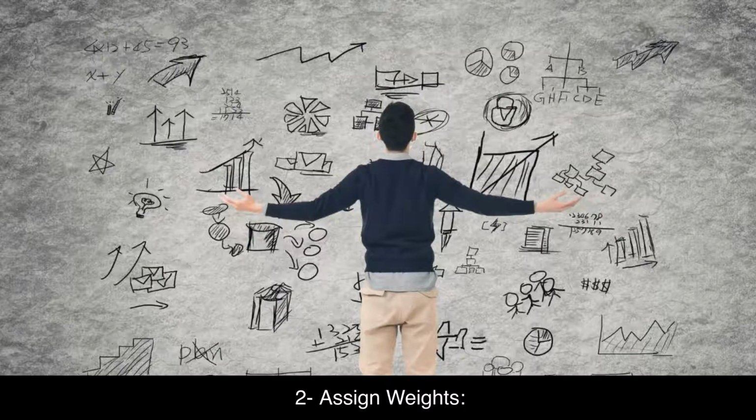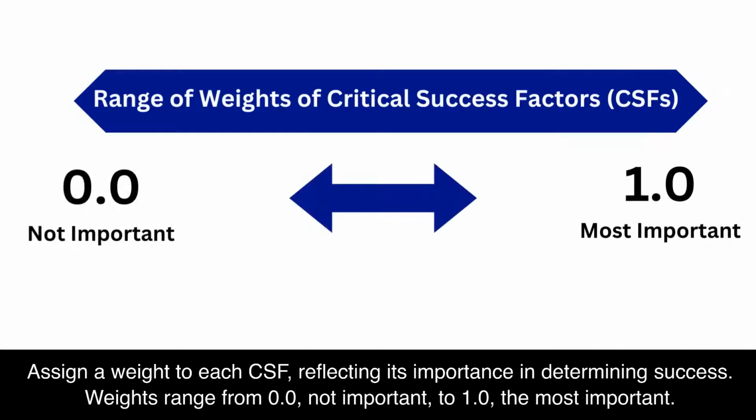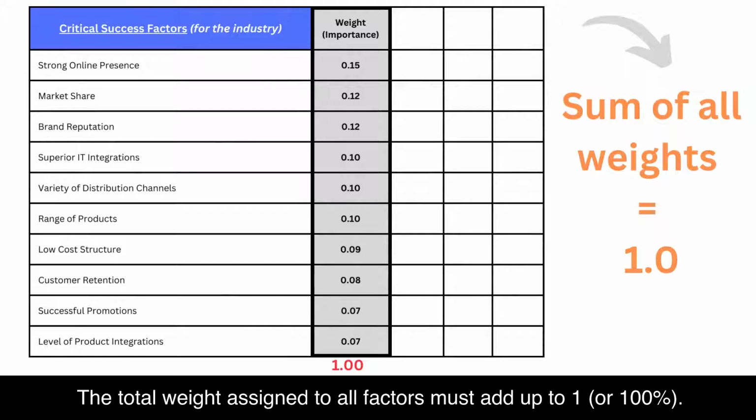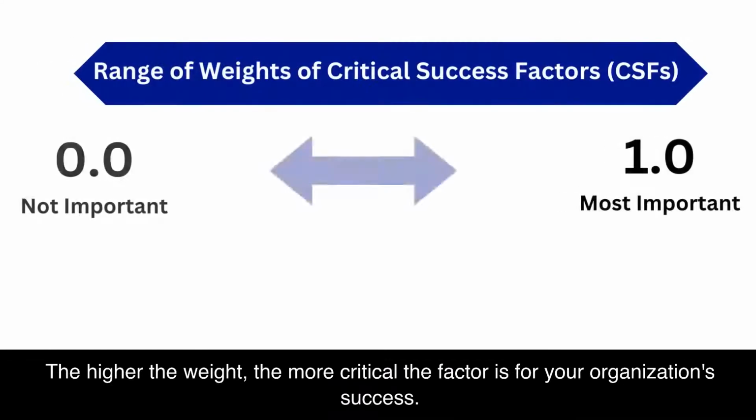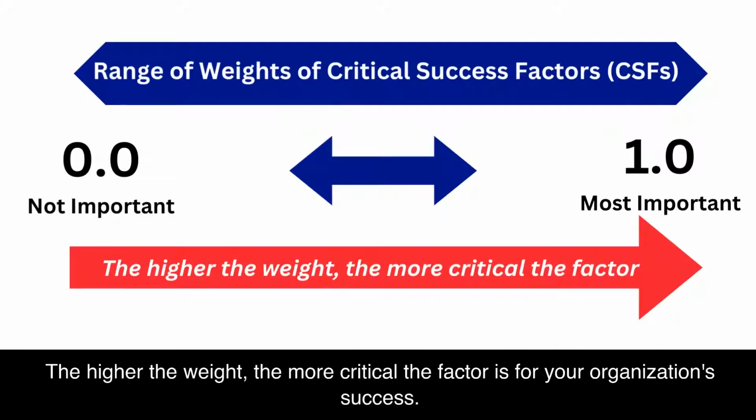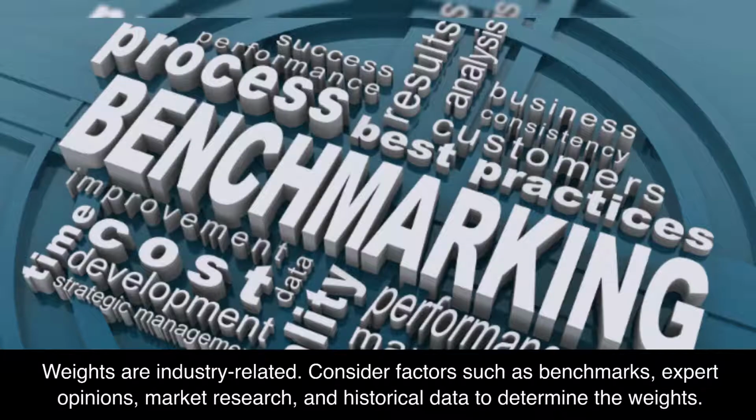2. Assign weights. Assign a weight to each CSF, reflecting its importance in determining success. Weights range from 0.0, not important, to 1.0, the most important. The total weight assigned to all factors must add up to 1, or 100%. The higher the weight, the more critical the factor is for your organization's success. Weights are industry-related. Consider factors such as benchmarks, expert opinions, market research, and historical data to determine the weights.